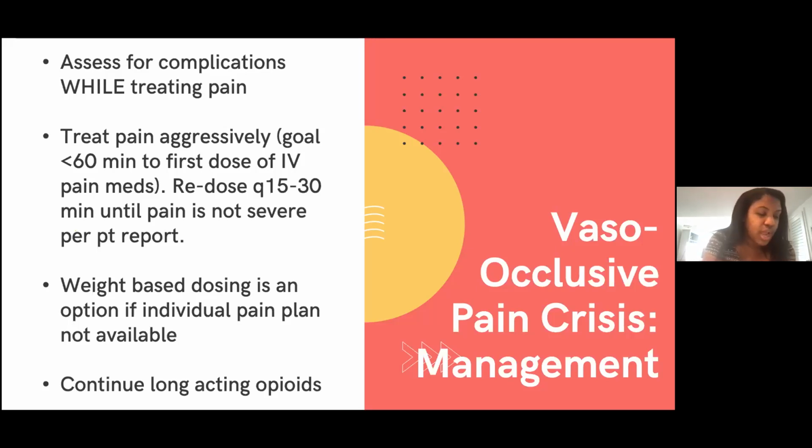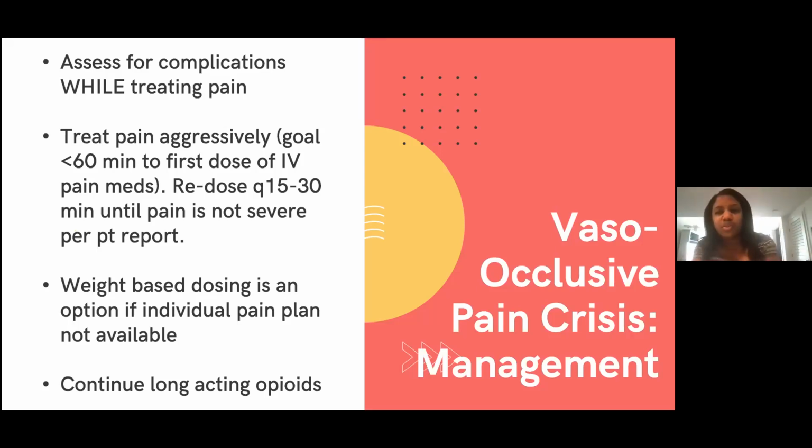For patients that don't have an individualized pain plan with their hematologist, there are weight-based dosing protocols that you can find online. Typically, they start with hydromorphone, like 0.02 mg per kg, or morphine, 0.1 mg per kg as a starting dose, keeping in mind that we're going to be escalating, as we talked about already. Another thing that's important is that if patients are on long-acting pain medications at home, these should be continued. This is to keep their basal pain control adequate, and then we're dosing on top of that.